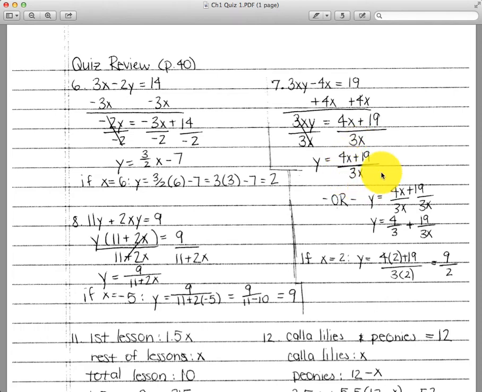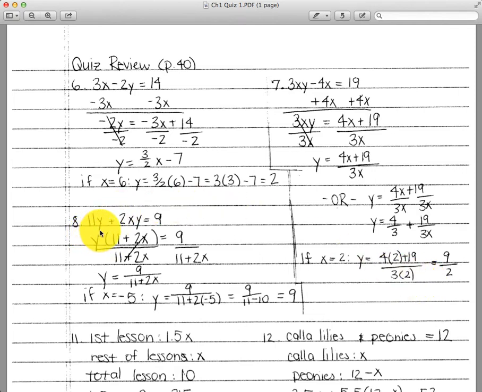It is fine to leave your answer like this. Or, like I just said there, divide each term separately so that I get 4x divided by 3x. X divided by x is 1, so you just get 4/3 plus 19 over 3x. Either this answer or this answer work really well. It also asks you to evaluate if x equals 2, so you just plug that in.